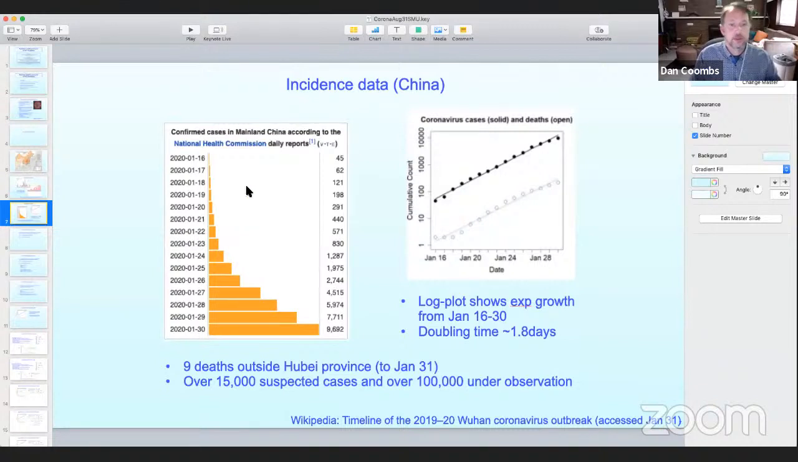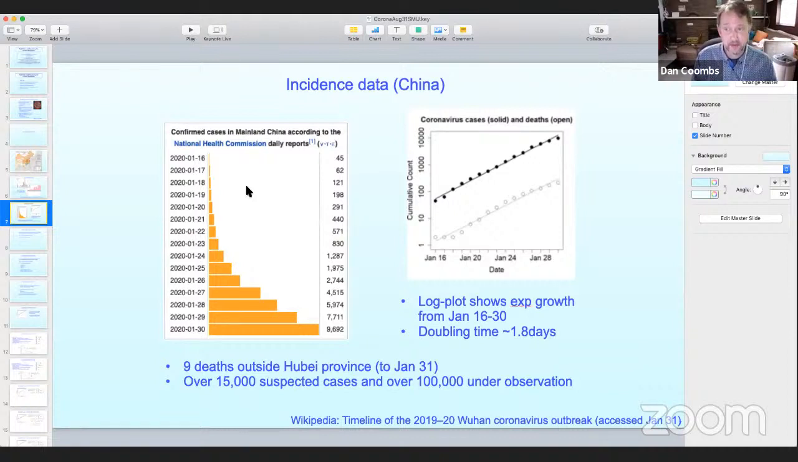But this data is also available on Wikipedia. So I accessed Wikipedia right around the end of January. And if you look at the yellow bar plot on the left of numbers of cases in China, or on the right side, conveniently on a log plot, you can see a very clean looking exponential growth from January 16th to January 30th, with a doubling time of about 1.8 days. And on that day, at the end of January, there were over 15,000 suspected cases and over 100,000 people under observation.